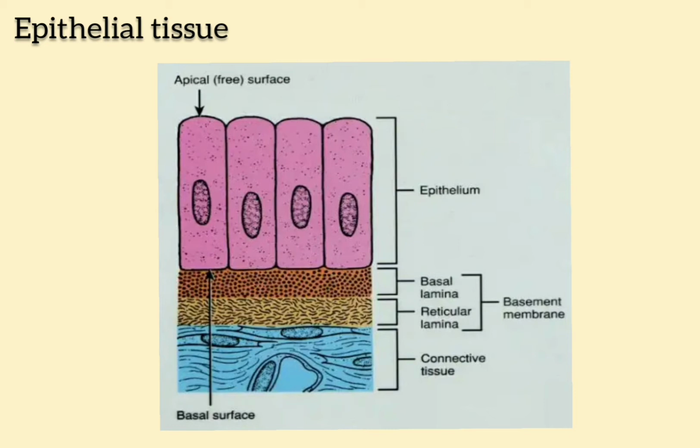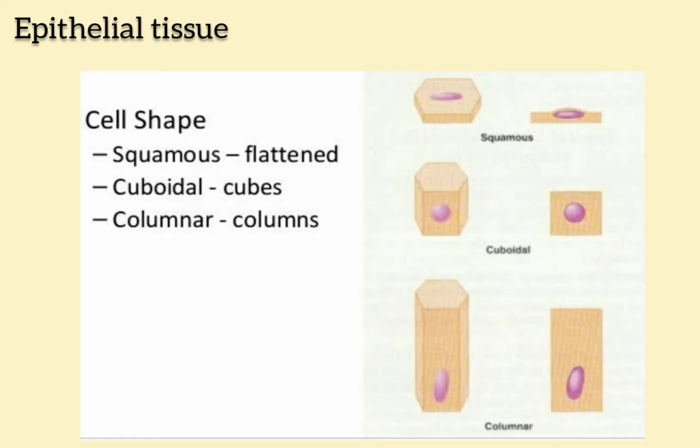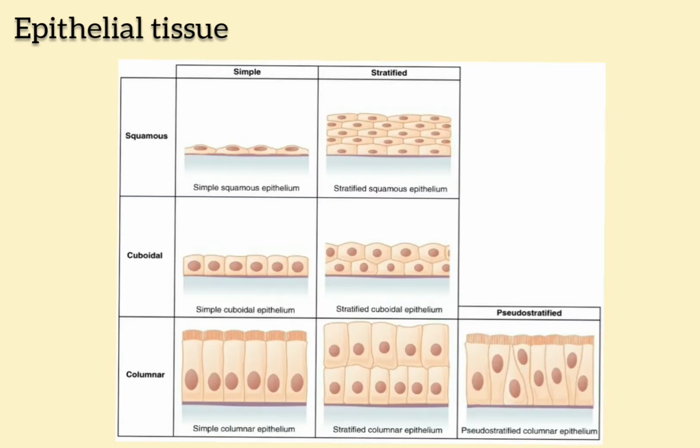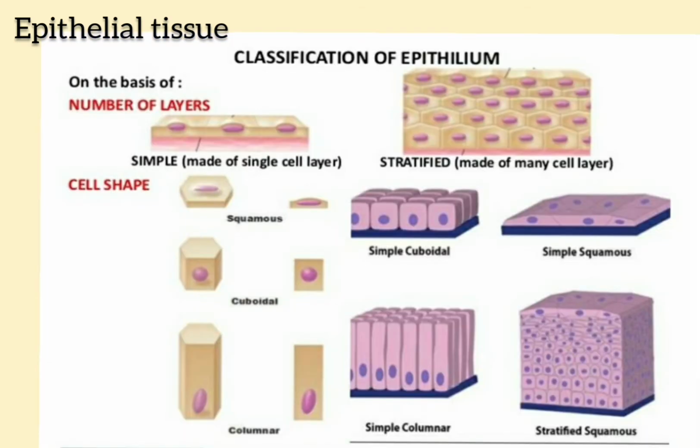So, it has an apical surface which is exposed to the body cavity or exterior and a basal surface adjacent to the underlying tissue. Epithelial cells can be one of the three types. They may be squamous, cuboidal, or columnar epithelial cells. If the epithelium consists of a single layer, it is called simple epithelium. If it has more than one layer, it is called stratified epithelium. So, depending upon the cell shape and the number of cell layers, epithelial cells are classified.